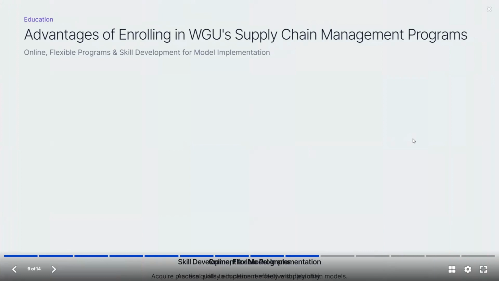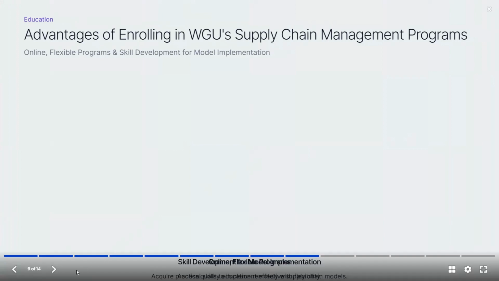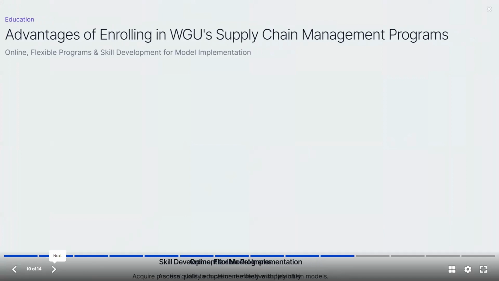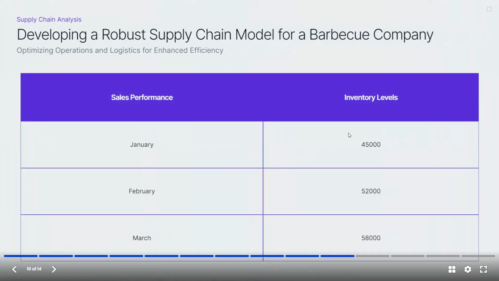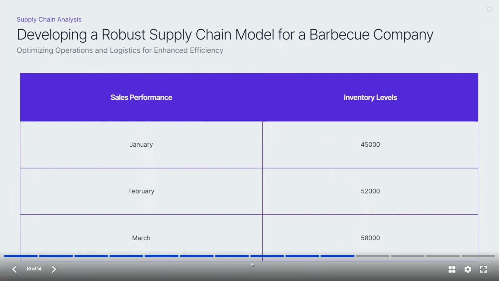And the advantages of enrolling in WGU's supply chain management programs are online flexible programs and skill development for model implementation. So Western Governors University provides some support in those programs. Developing a robust supply chain model for a barbecue company. If you give inventory levels like this here, we'll go forward.